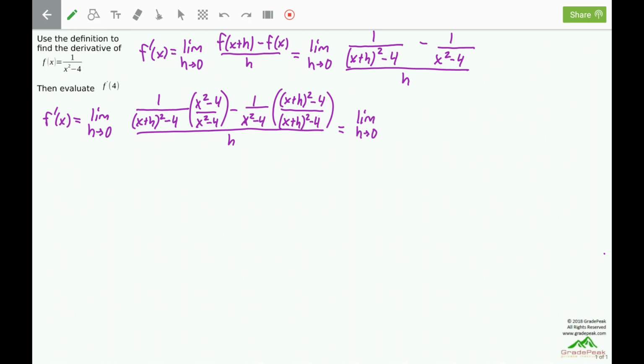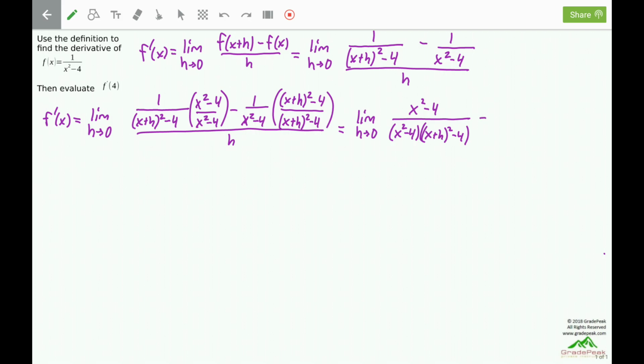Now we'll multiply the fractions. The first fraction, multiplying the numerator, 1 times x squared minus 4, all over. And in the denominator, I'm going to multiply those expressions, but I'm not going to FOIL them out. I'm going to keep them factored. But they are multiplying each other.